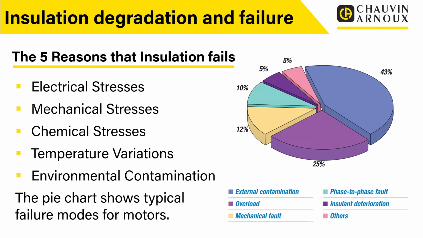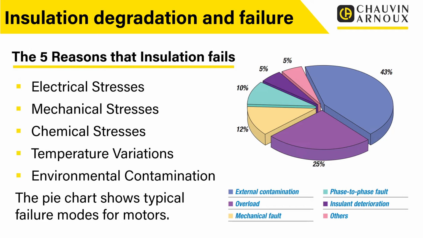Insulant deterioration, so the insulation actually deteriorating. Now we're pretty good at selecting insulation and using insulation materials that don't deteriorate that much. So no surprise, it's only 5%, and then other things is another 5%. So you can see if you want to look at how to keep your motors healthy, how to keep your motors in service and not failing, look at external contamination, look at keeping these things clean, properly specify your motors, don't overload them. Try and avoid mechanical faults, preventative maintenance, keeping on top of these things, checking the bearings and alignment and balancing and all this sort of stuff.